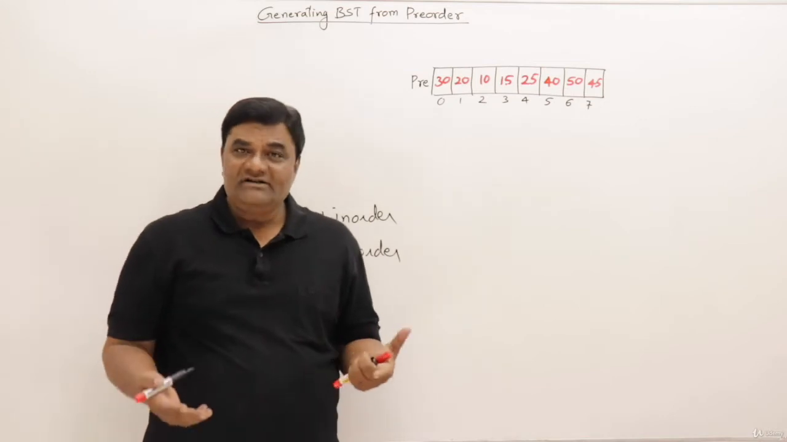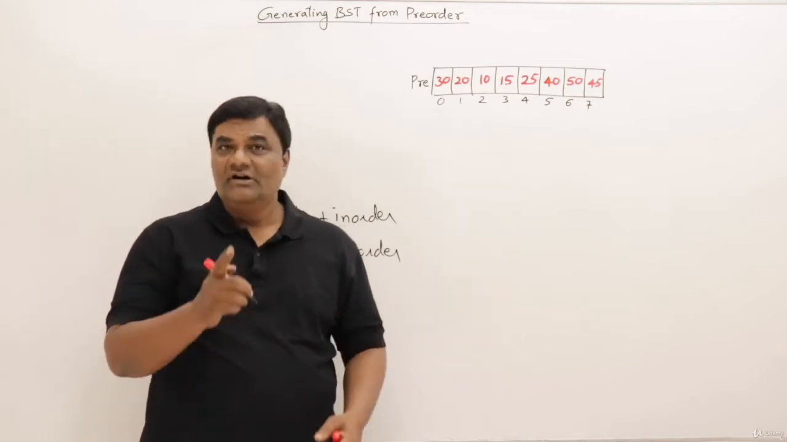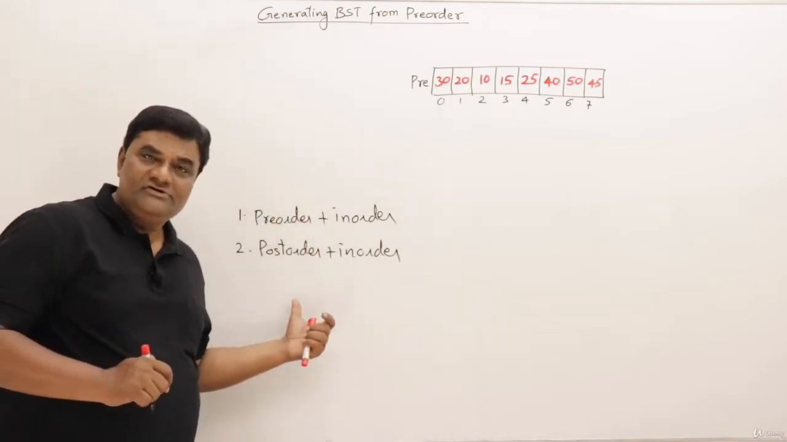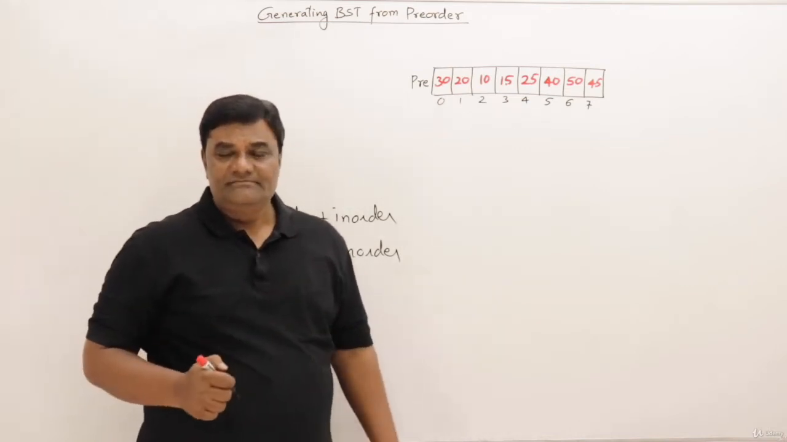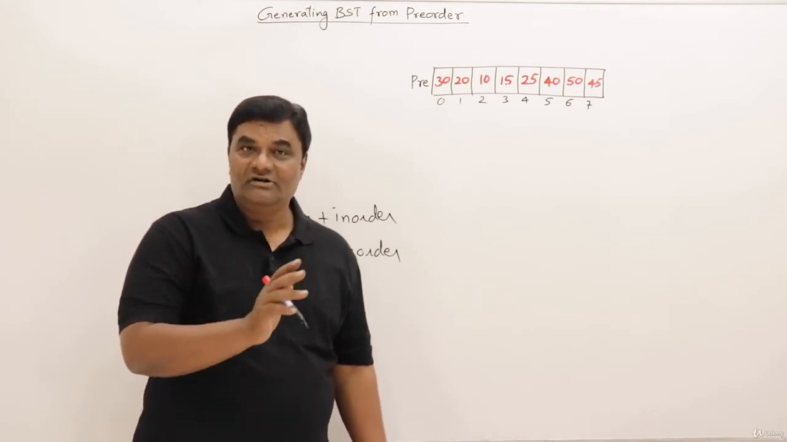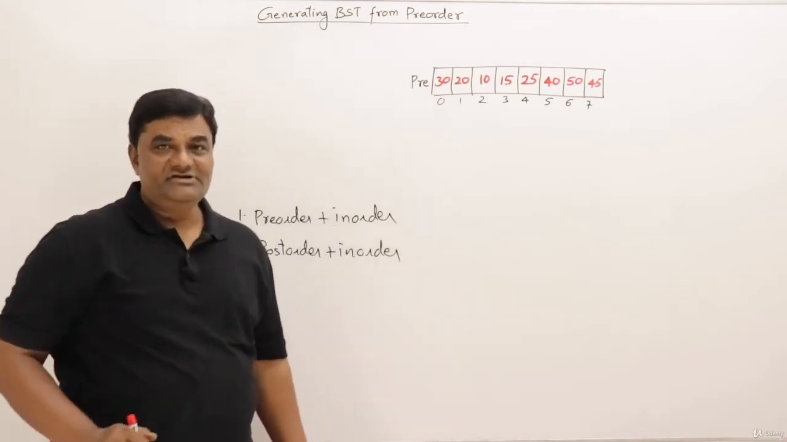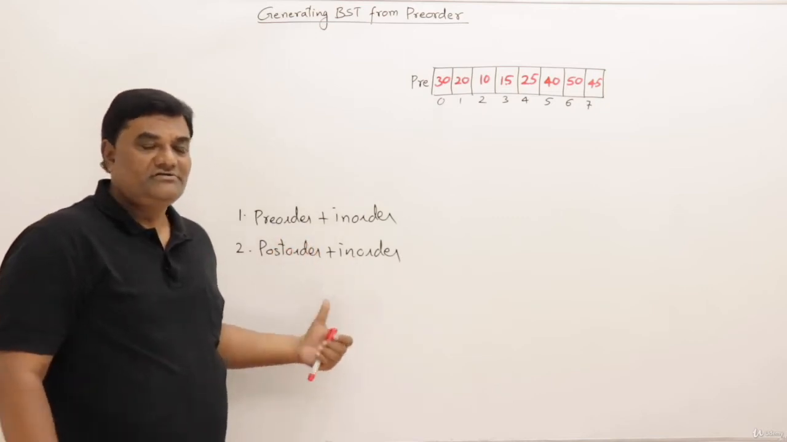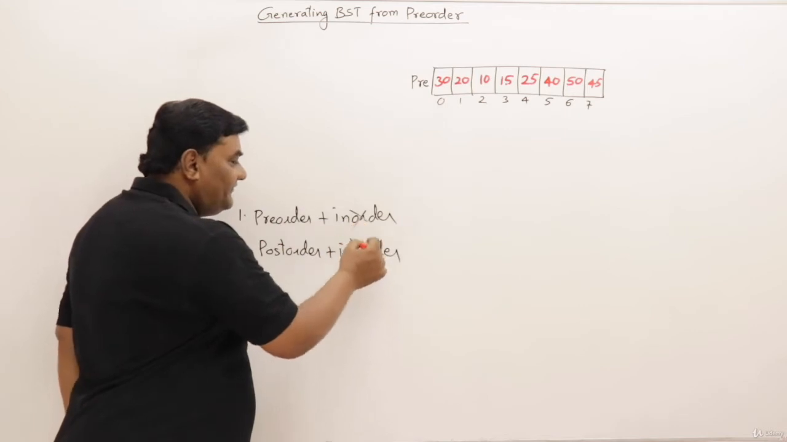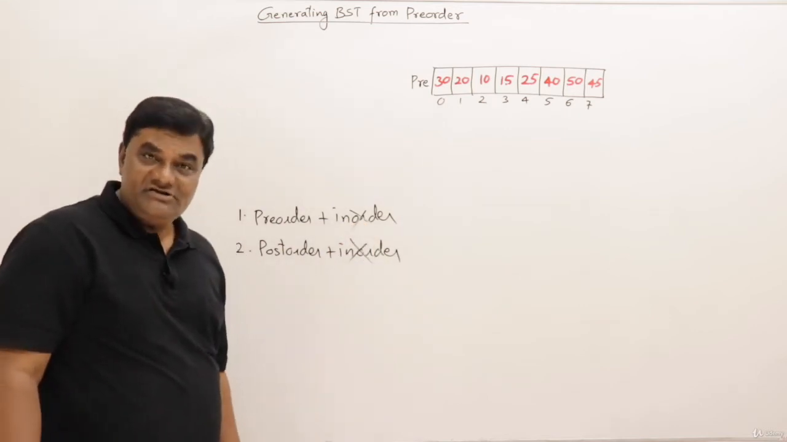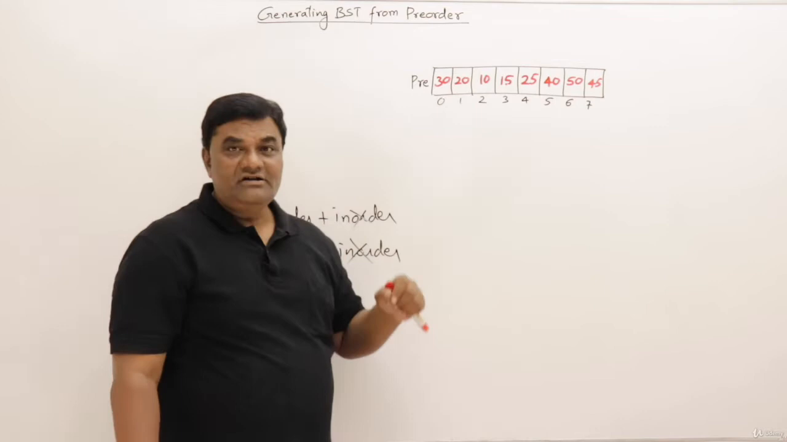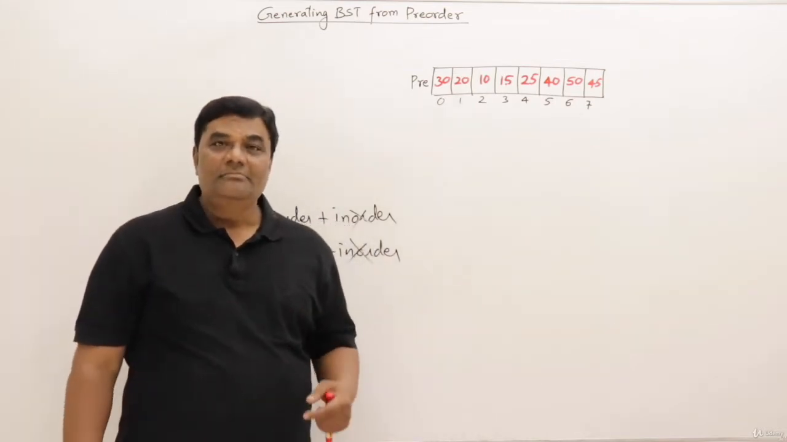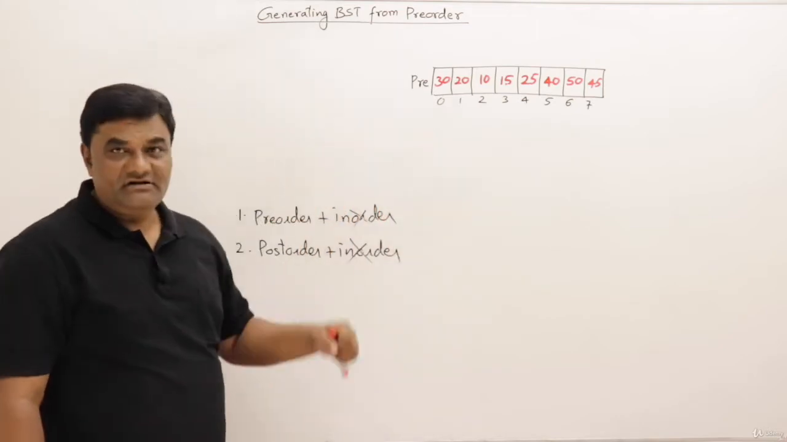So how many traversals should be given to us? Only one traversal is sufficient, that is either pre-order or post-order. In-order I can find out. Without in-order also, a binary search tree can be generated just using pre-order or just using post-order. So we don't need in-order. Without that also a binary search tree can be generated. So just using pre-order we can generate a binary search tree. Let us see how we can generate a binary search tree just using pre-order traversal.